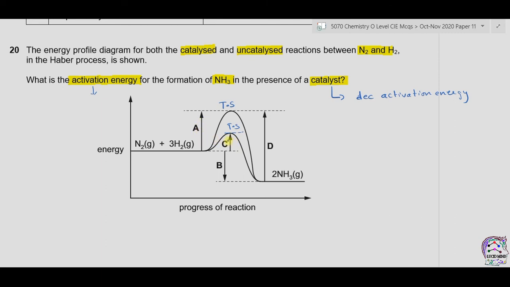So A is more than C, so therefore C is with catalyst while A is without catalyst. D is the activation energy for the reverse reaction in which ammonia is decomposed into nitrogen and hydrogen, while B is the enthalpy change between reactants and products. So C is the activation energy with catalyst, so therefore C is the answer.